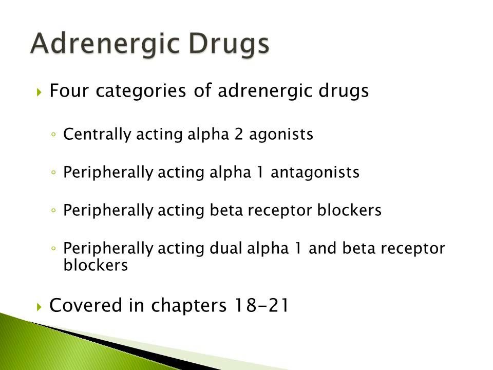But we have our centrally acting alpha-2 agonist, peripherally acting alpha-1 antagonist, peripherally acting beta receptor blockers or antagonists, and then we have some that act on both alpha-1 and beta receptors as well. And these were all covered between chapters 18 to 21, and you might want to grab chapter 18 when we talk about where the different receptors are located to help guide you through these next couple slides.